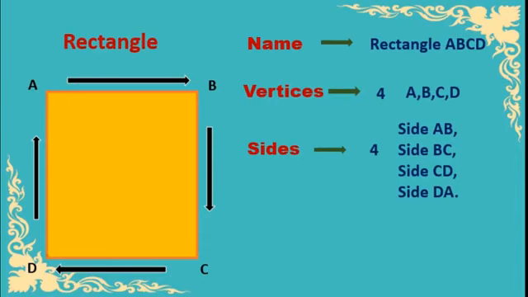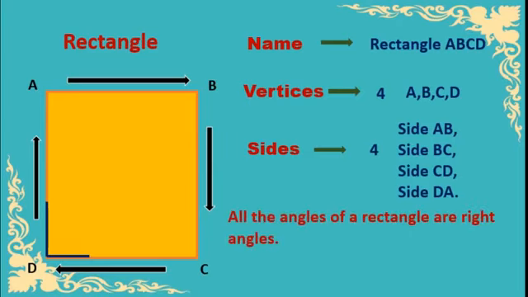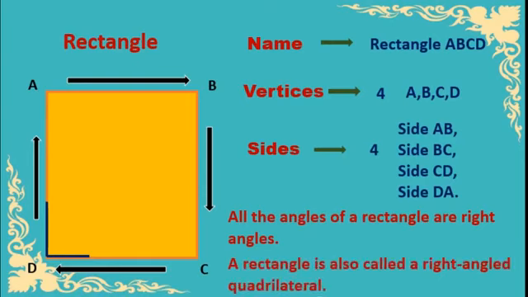Now next one is what about the angles? See, you can see here blue line, angle. This is the angle. You know that when the 2 lines meet, their angle is formed. See this angle. How many angles can you see here? Yes, in D I have shown. In A is also angle, B is also angle and C also angle. So all the angles of a rectangle are right angles. A rectangle is also called a right angle quadrilateral. Remember this.